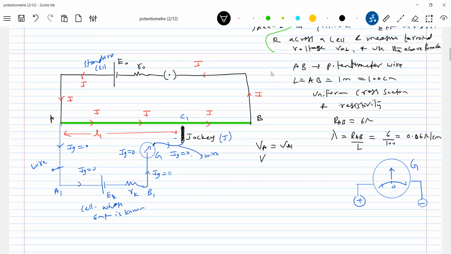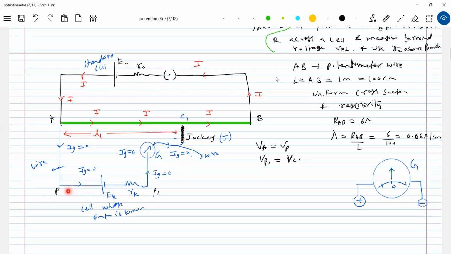Symbols problem. I'll do one thing: P1, P2, we'll take it. VA equal to VP and VP1 equal to VC1. As there's no current flowing through this particular path, therefore VC1 is equal to VP1 and VA is equal to VP.